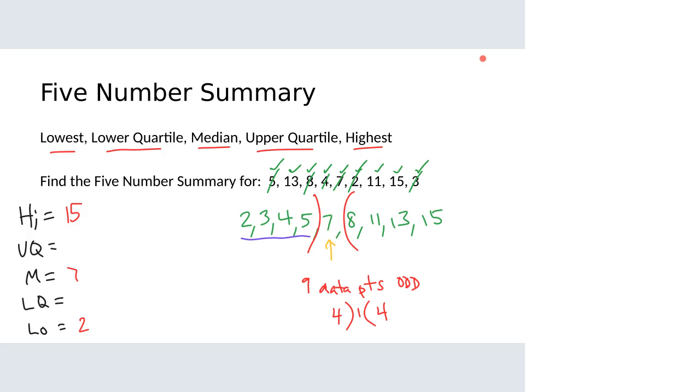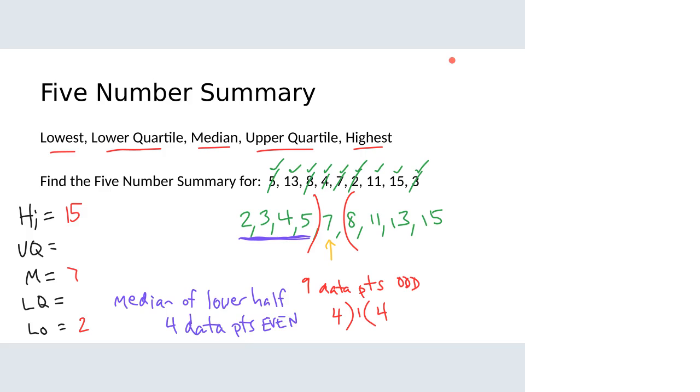All right, so when I'm looking for this lower quartile, that's going to be the median of the lower half. Here's my lower half, so I need the median of that. And when I look at the lower half, now I just have 4 data points. And that's an even number, so I won't have a number right in the middle.